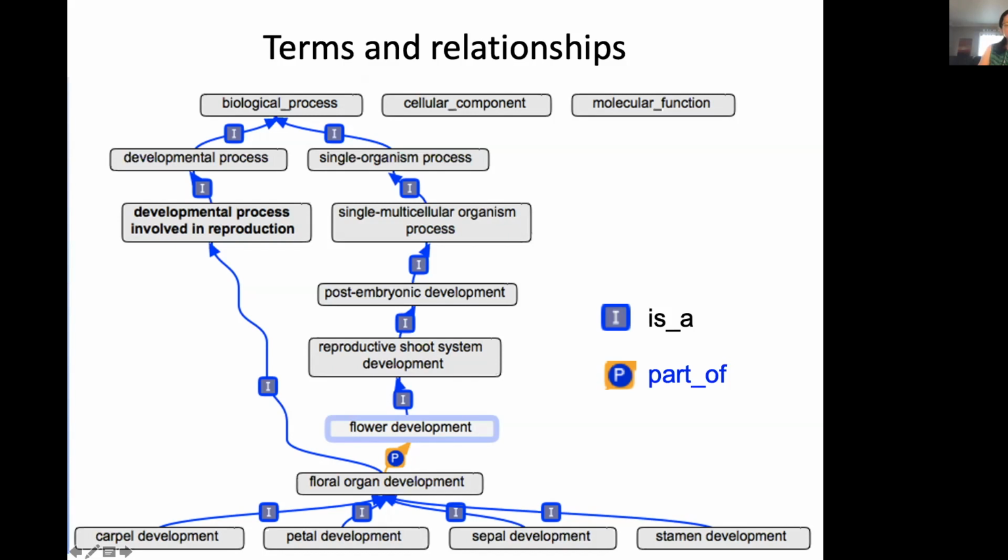There are two relationships that are illustrated here. There's the is_a relationship, so carpel development is a kind of floral organ development. And floral organ development is part of flower development, because the development of all those individual floral organs together constitutes flower development. So that's what I want you to remember about this graph at this stage of the talk.